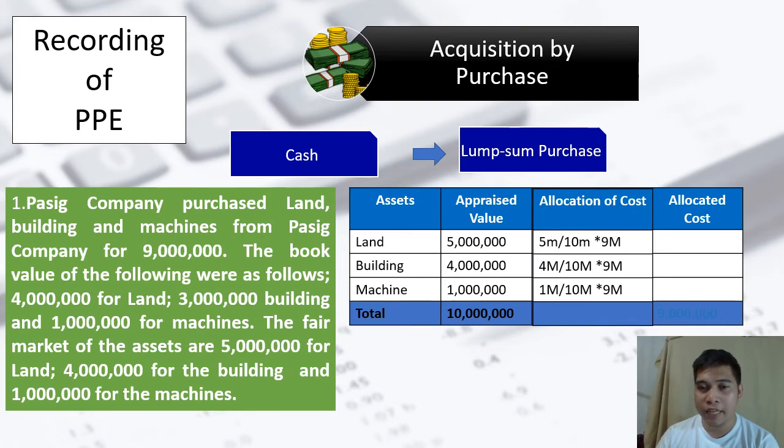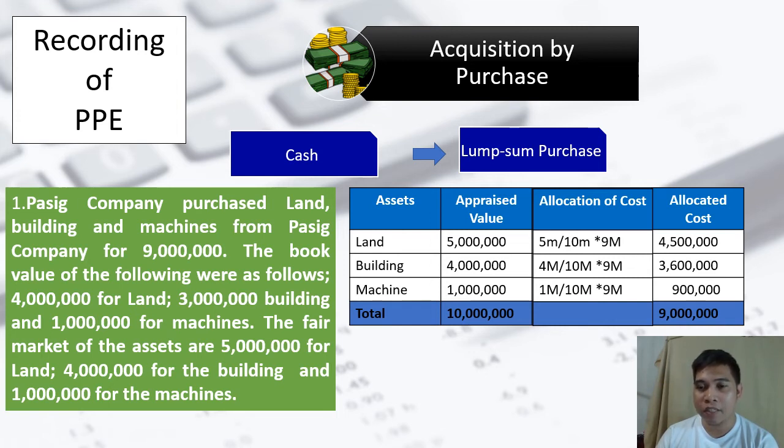So, for example, sa land, so appraised value na 5 million divided by the total appraised value of 10 million multiplied by the lump sum price na 9 million. So, ang magiging answer natin dyan is 4.5 million para sa land. Sa building, ganun pa din ang procedure. So, 4 million divided by 10 million times 9 million. So, makukuha natin yung 3.6 million. Then, we also have the machine, 1 million divided by 10 million times 9 million. Makukuha natin yung ating allocated cost na 900,000.